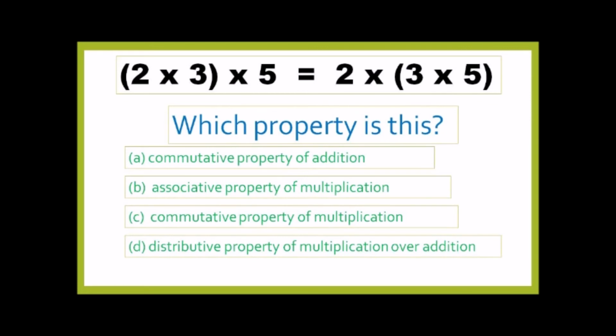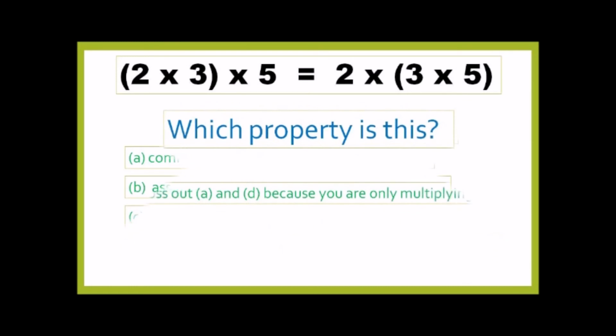Remember, look at it and see what you're doing. You're multiplying. So anything there to do with anything else except multiplication, you need to toss it. So let's do that right now. Which property is it not? Toss out A and D because you are strictly multiplying, and you have parentheses at the front and at the back.